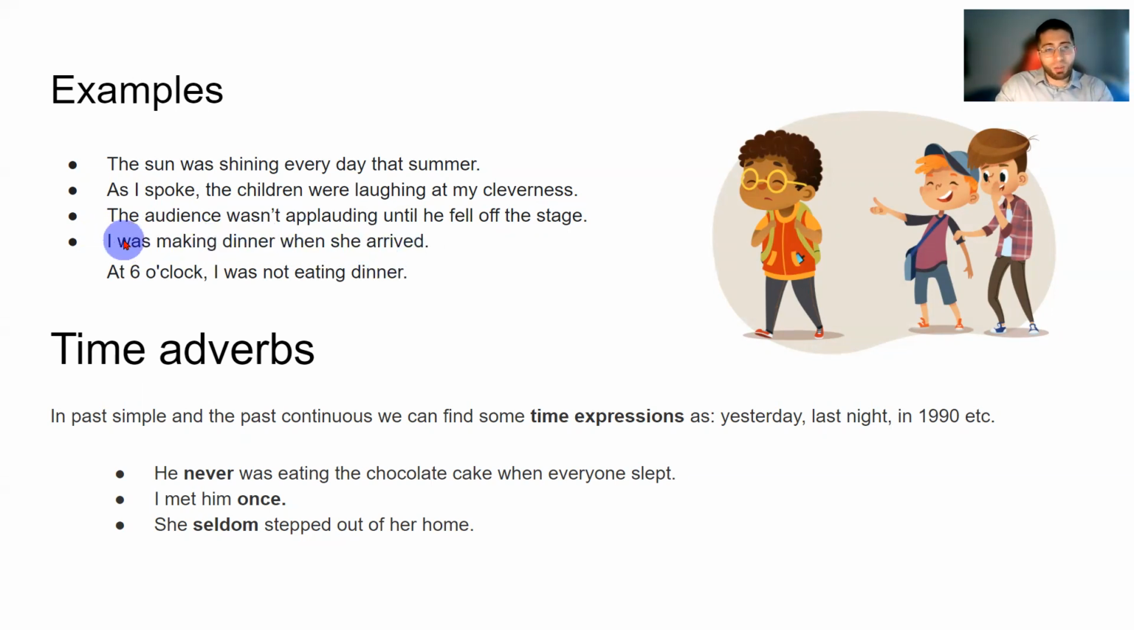Muy bien. Igual, I was making, yo estaba haciendo dinner, ¿no? Yo estaba haciendo la cena when she arrived, cuando ella llegó. Entonces, aquí, ella llegó, again, past simple, right? Pasado simple. Y acá, I was making dinner, esto es past continuous, eso es pasado continuo. Muy bien. At 6 o'clock, I was not eating dinner. Right? Bueno, a las 6 de la tarde no estaba cenando. I was not eating. Yo no estaba, bueno, cenando o tomando la cena o comiendo la cena.